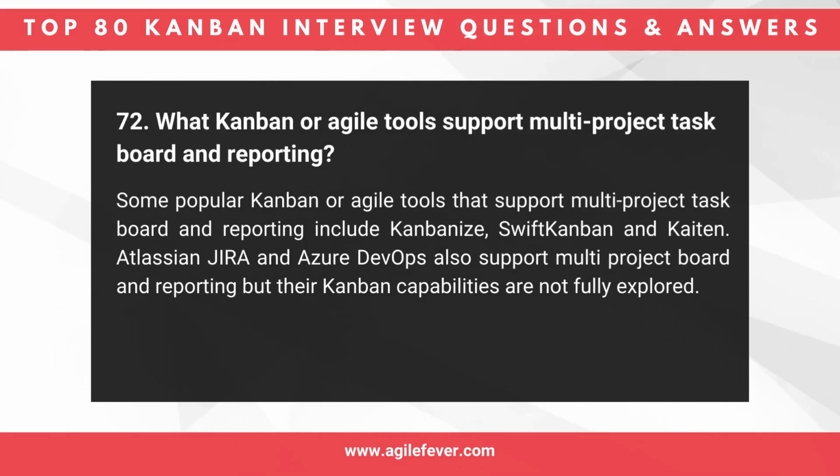Question 72. What Kanban or Agile tools support multi-project task board and reporting? Some popular Kanban or Agile tools that support multi-project task board and reporting include Kanbanize, Swift Kanban, and Kaizen. Atlassian Jira and Azure DevOps also support multi-project board and reporting, but their Kanban capabilities are not fully explored.